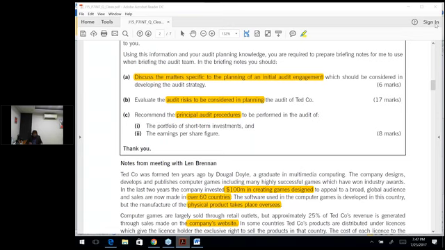So now over here the examiner says that recommend principal audit procedures to be performed in the audit of portfolio of short-term investments and the earning per share. It's a requirement of 8 marks, so you could allocate 4 marks to each of them. 4 marks means 4 procedures. So first of all you should know what could be the risk associated with these, and once you know the risk, you can write down the procedures.